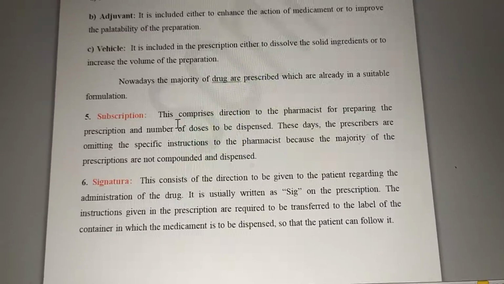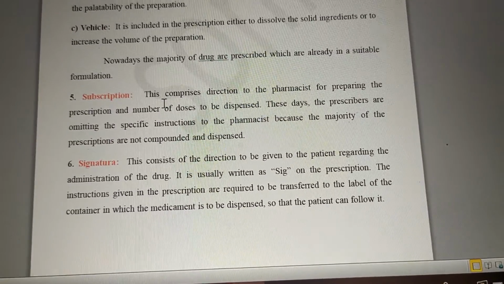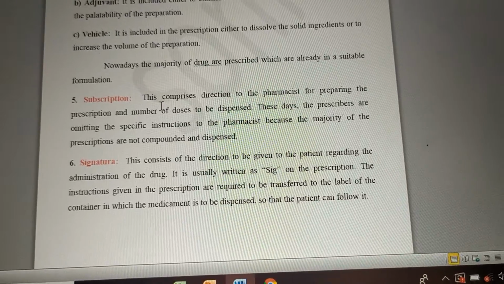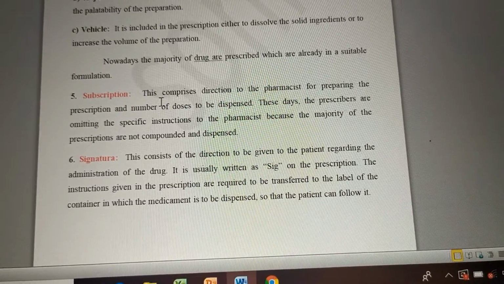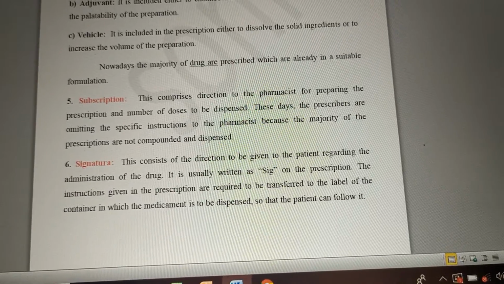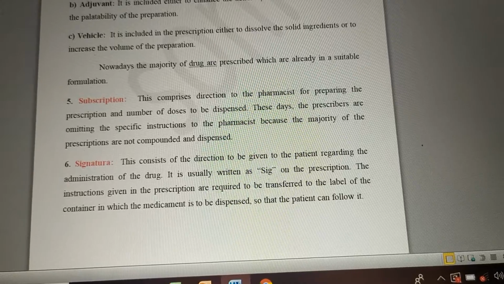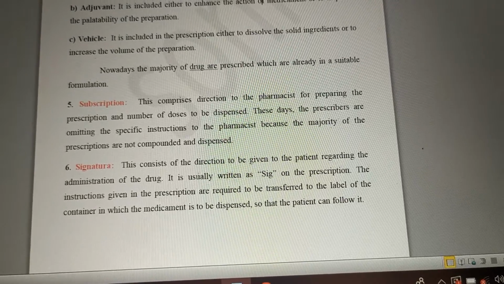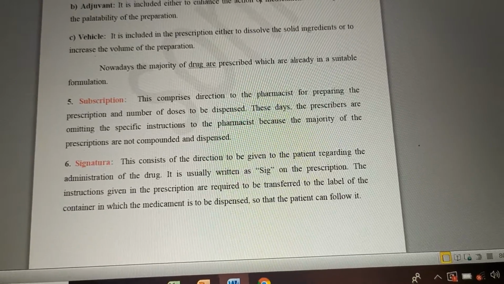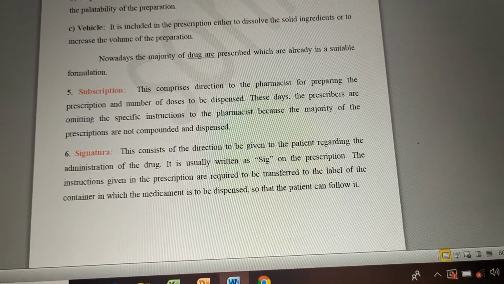Fifth one is subscription. This comprises direction to the pharmacist for preparing the prescription and the number of doses to be dispensed. These days, the prescribers omit the specific instruction to the pharmacist because the majority of prescriptions are not compounded and dispensed.